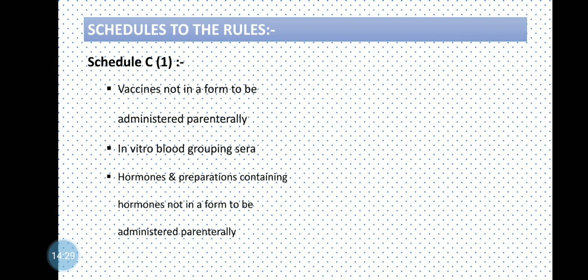Schedule C, examples like your vaccines, insulin, etc., are administered by the parenteral route. Schedule C1, vaccines like the BCG vaccine administered by the oral route, comes under your Schedule C1.